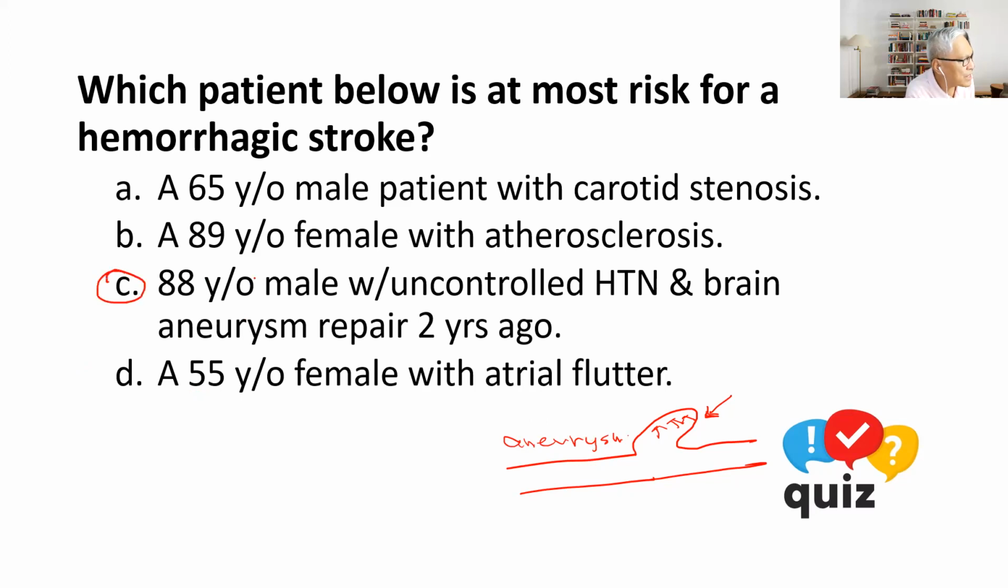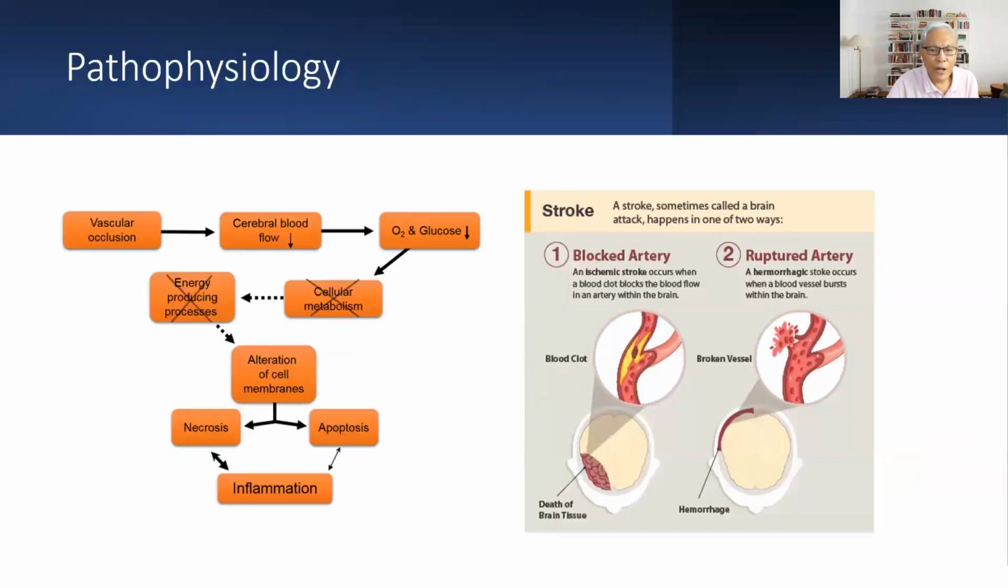So letter C is the correct response, because this patient had an aneurysm, which means to say that he might have other aneurysms as well as a result of his chronic hypertension. Okay. All right, so now we have distinguished between ischemic stroke and hemorrhagic stroke. Now let's take a look at the pathophysiology.